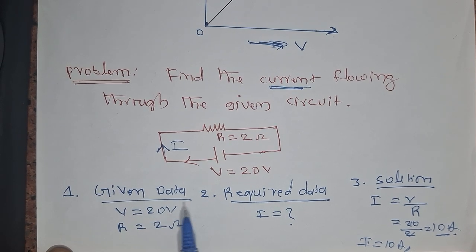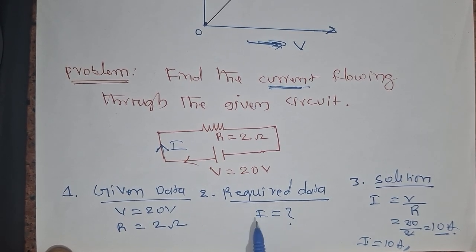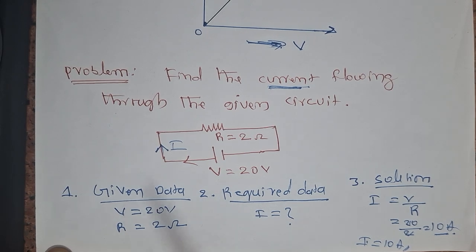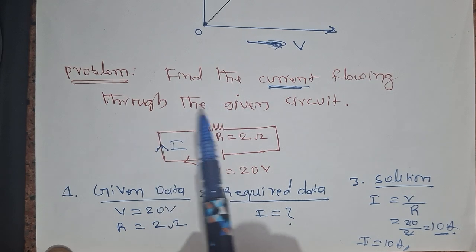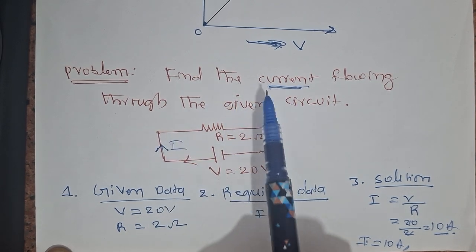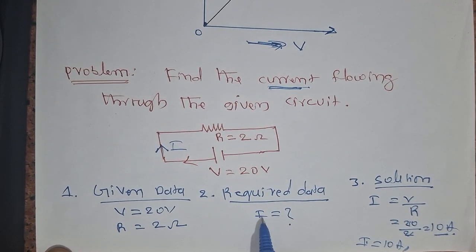Next, step 2, required data. What is required data? What you are going to find in the exam. For example, find the current flowing through the circuit. So what is the question here? Required data: current. We don't know the current, so you are supposed to find the current. That is the required data.